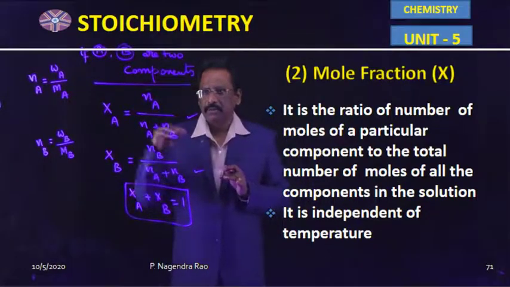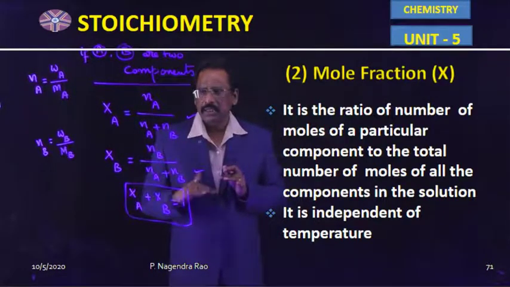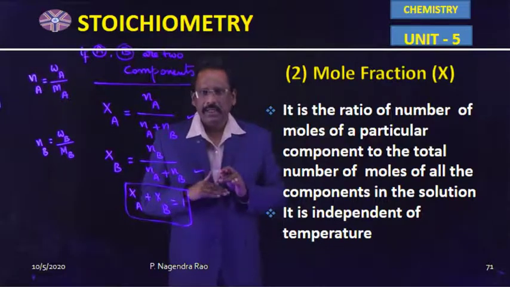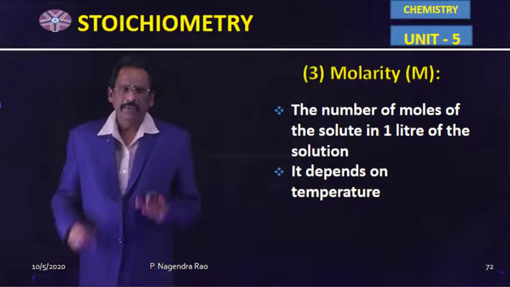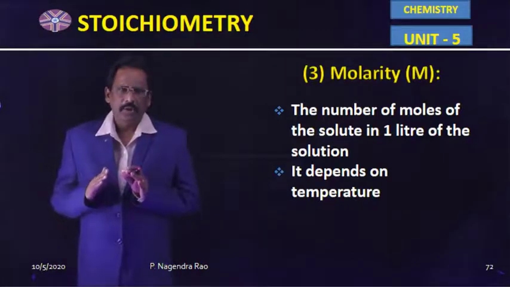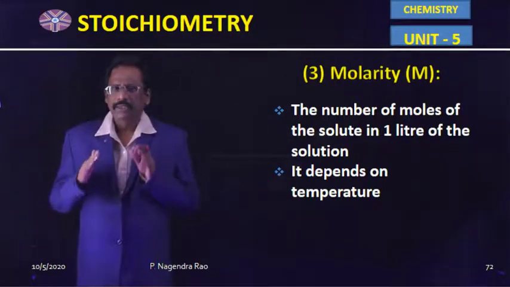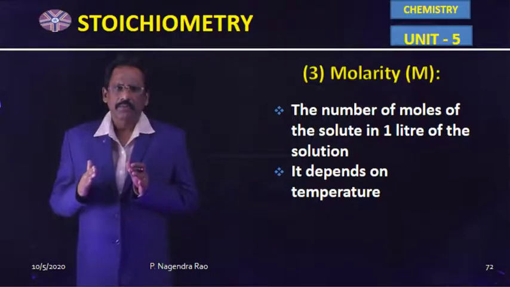So, mole fraction means the number of moles of that component, that means that substance, divided by the total number of moles of all the given substances in the given solution. The next one is molarity. It is defined as the number of moles of the solute in 1 liter of the solution. So if you want to calculate the molarity of the solution, it is defined as the number of moles of the solute present in 1 liter of the solution.